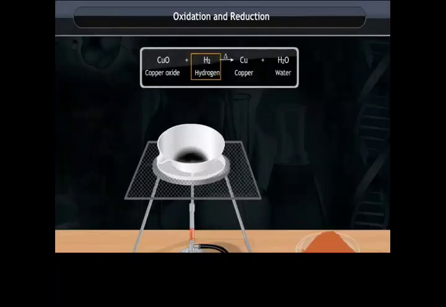Now, if hydrogen gas is passed over the heated copper oxide, then the black coating of the surface turns brown. This is because a reverse reaction takes place and copper is re-obtained. Here, copper oxide loses oxygen and gets reduced to copper. This process is called reduction.